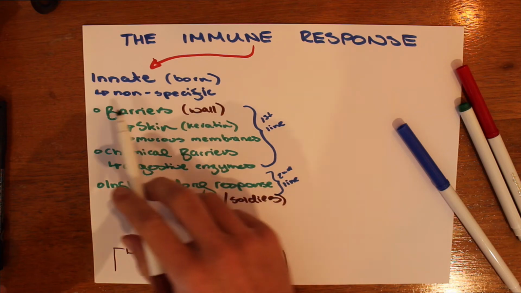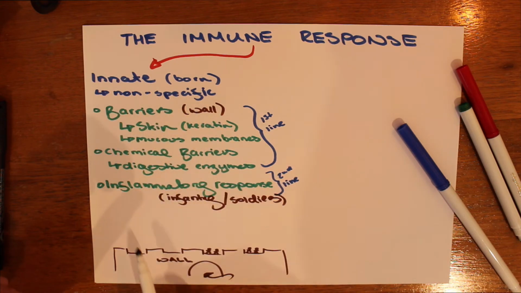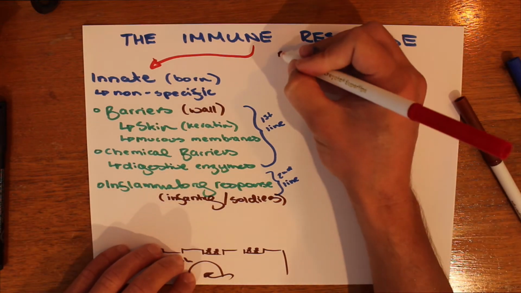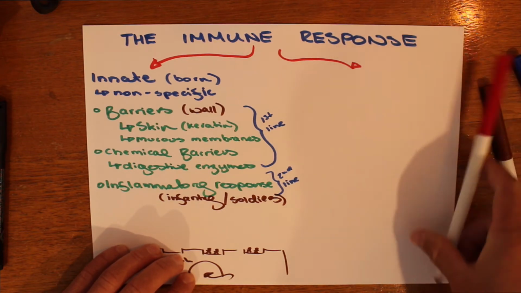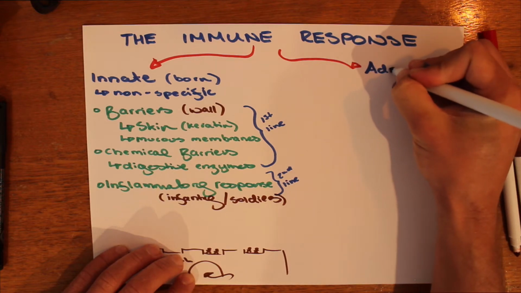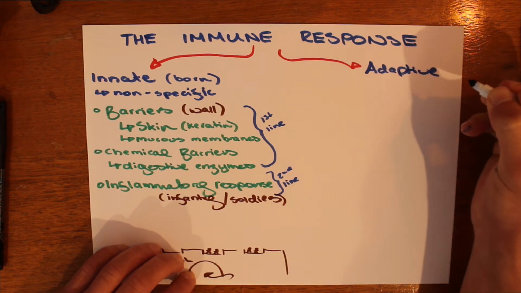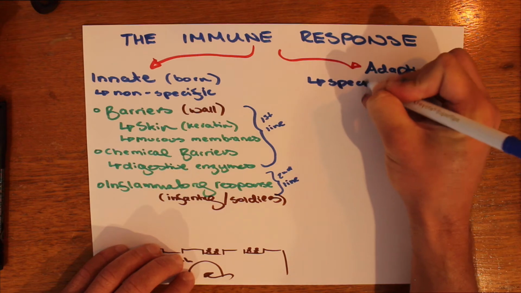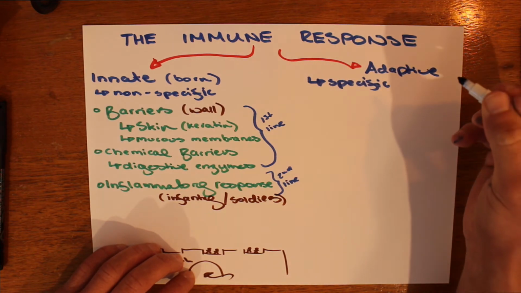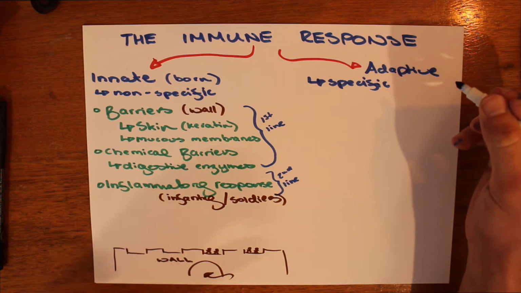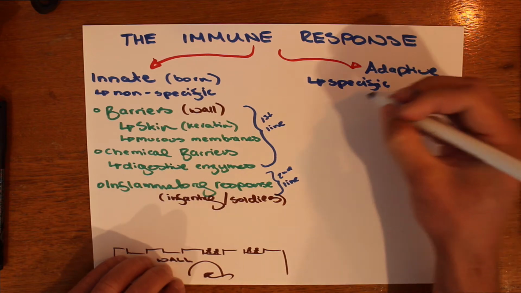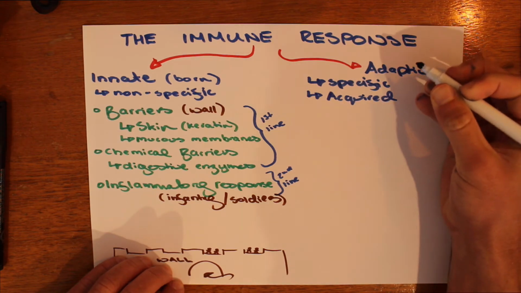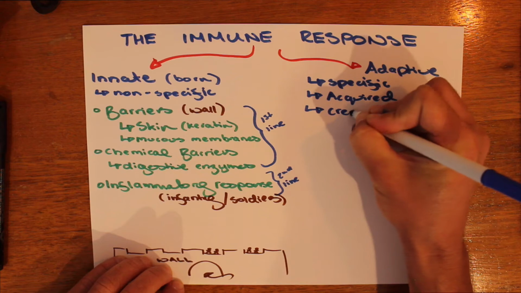This is something we're born with, and it doesn't matter what type of pathogen it is, it's going to be the same response regardless. The opposite to this is the adaptive immune response. This is something that is more complex, and it's in vertebrates, and it is specific. This means that it depends what type of pathogen is infecting our body, and if we know it, what the response will be. So it's also called the acquired response. And what this involves is created memory.